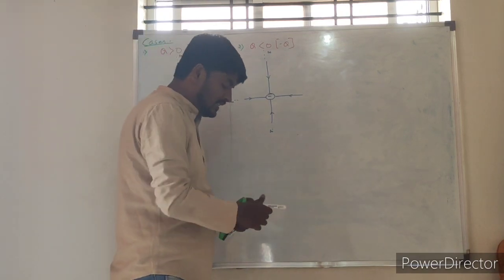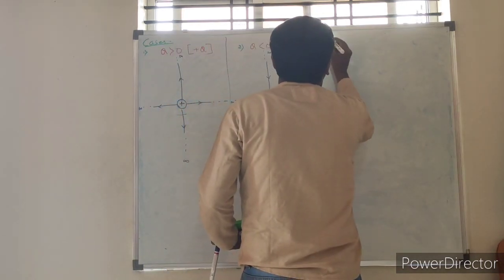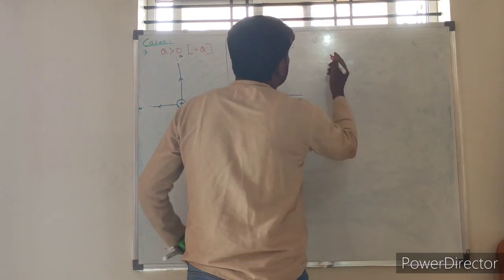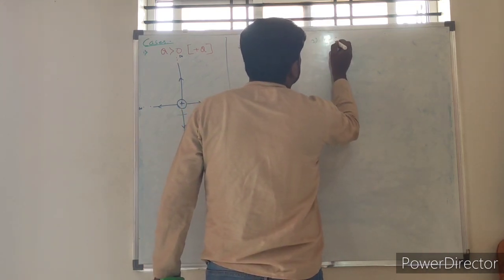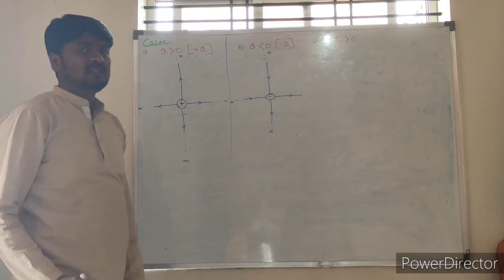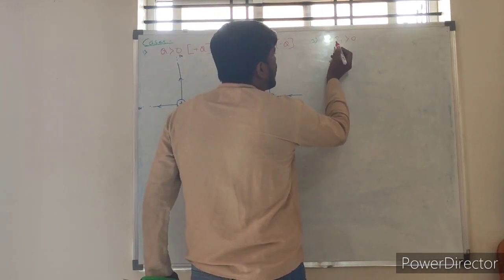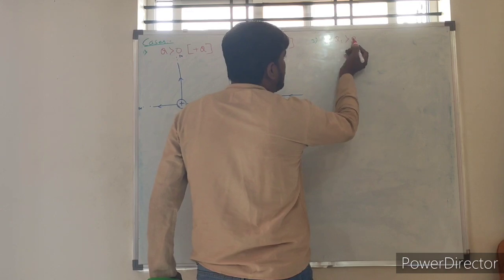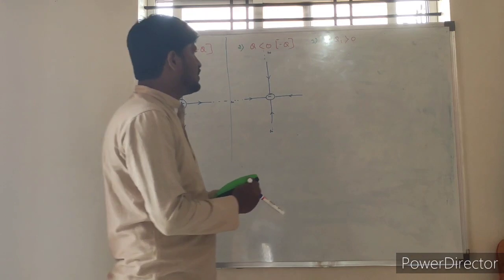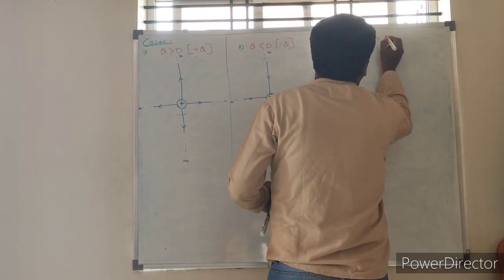And case 3 says, if Q1 Q2 is greater than 0. Greater than 0 means, here they say like charges. Look at this. The product of both charges will be more than 0, that is positive. Hence we can say that these are like charges.